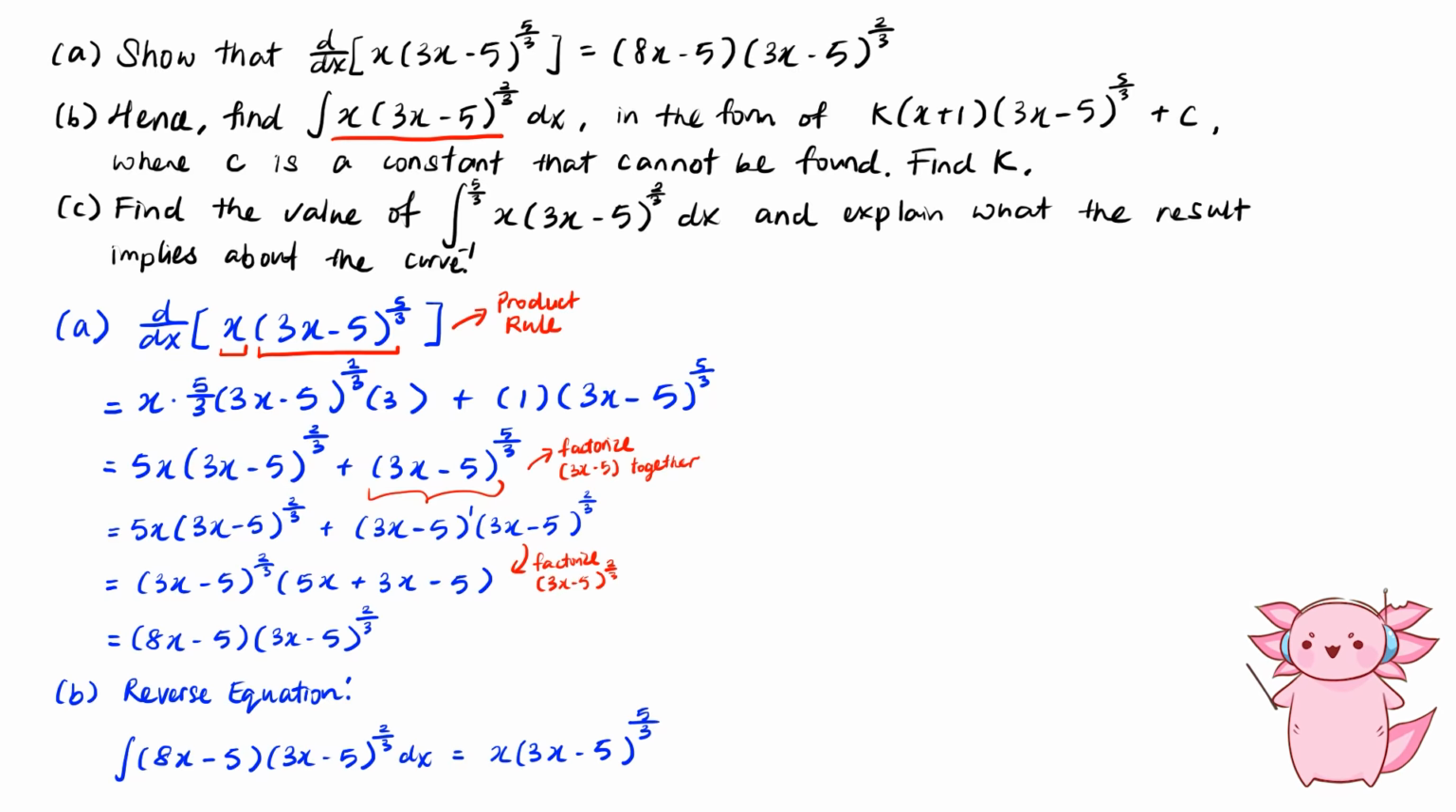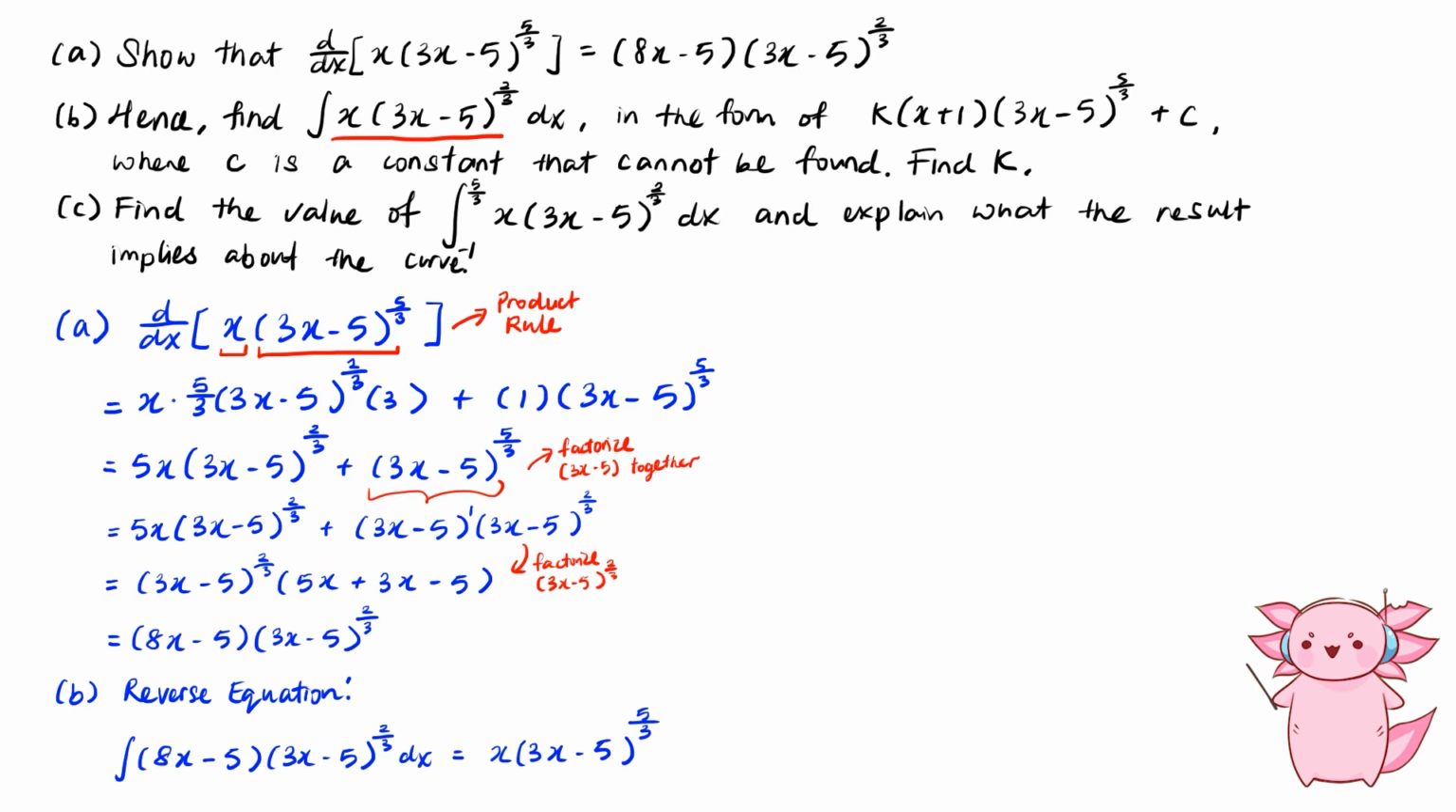For the next part, let's write out the reverse equation like this, and notice that what we want is x times 3x minus 5 to the power of 2/3. But right now there's this 8x minus 5 that's blocking it, so we gotta expand this out over here, and after some expansion, we can finally see that we can get kind of what we want. So let's shift everything that we don't want onto the other side, and we can finally evaluate this integral over here, which just works out to be 3x minus 5 to the power of 5 over 3. And then we just factorize this out and divide both sides by 8, and then we can get the k value to be 1 over 8.